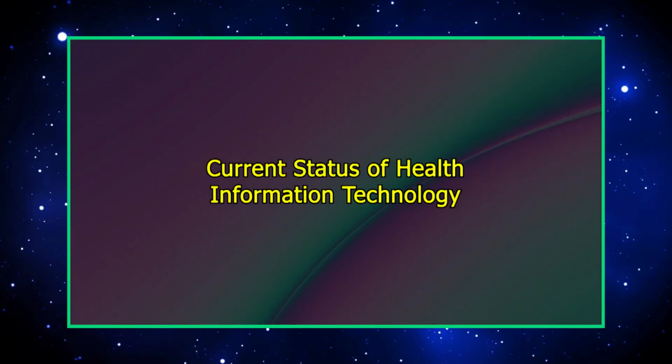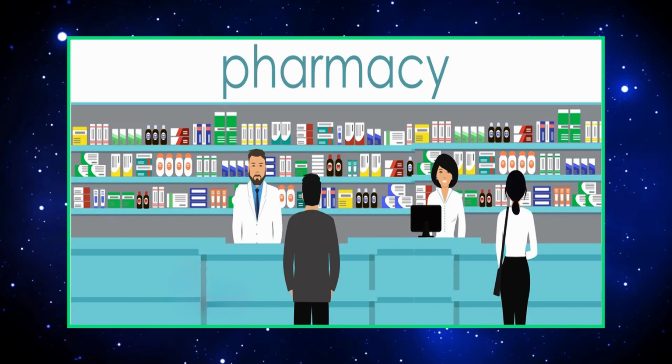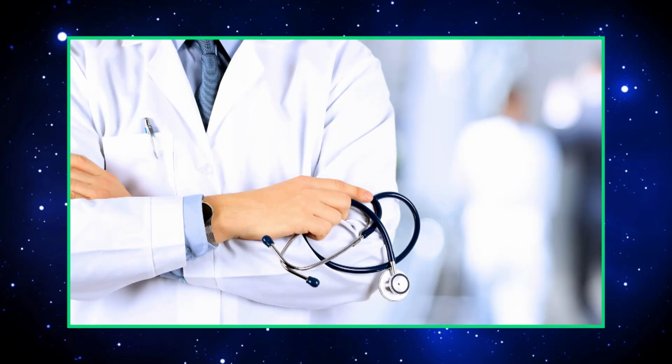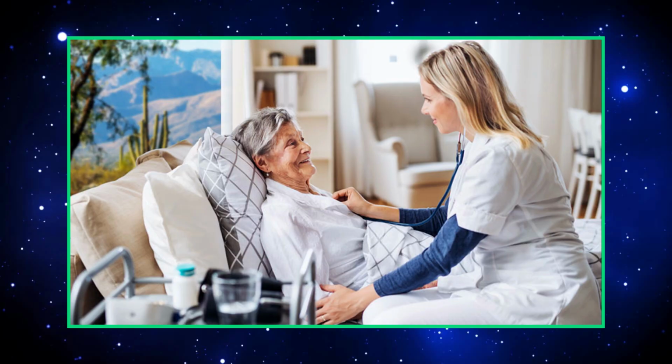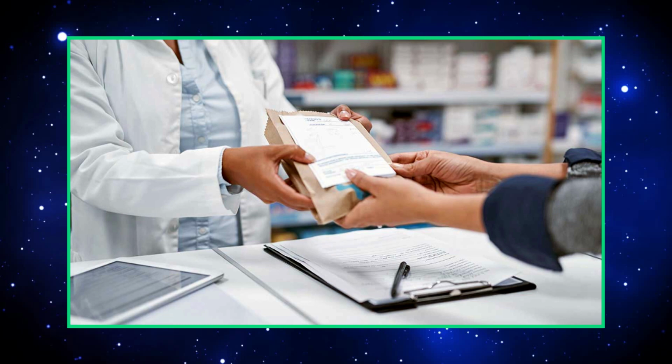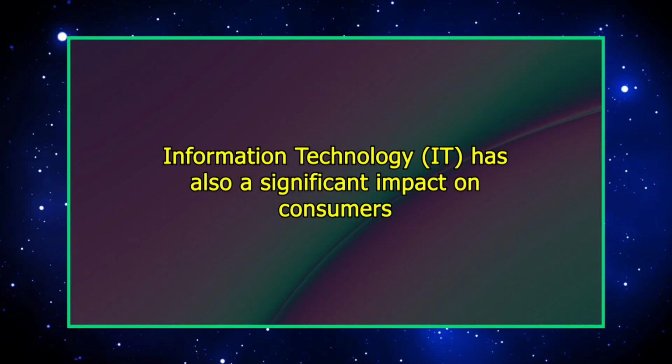Current status of health information technology. The degree of IT use varies by healthcare settings. Pharmacies are generally advanced users, while physician offices or nursing homes are further behind. The kind of technology used also varies by setting. For example, in home healthcare, the use of technology that allows patients to monitor their own vital signs from their home and communicate results to the agency could increase the ability to address a problem before a patient requires acute care. IT also has a significant impact on consumers.